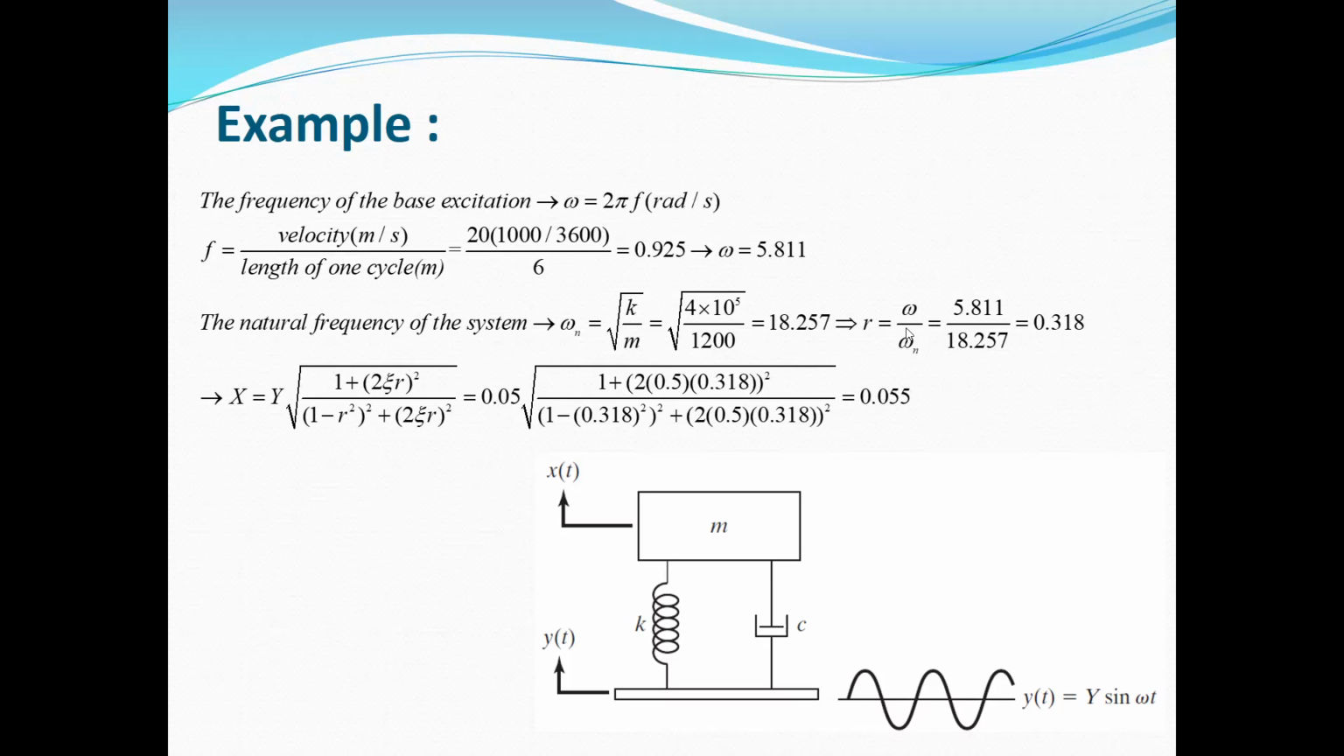If you change omega, or in other words, if you change your velocity, you are changing your omega, and by changing the omega, indeed you are changing the frequency ratio, and then you can affect the uppercase X. So this value can be changed by changing the velocity of your car.